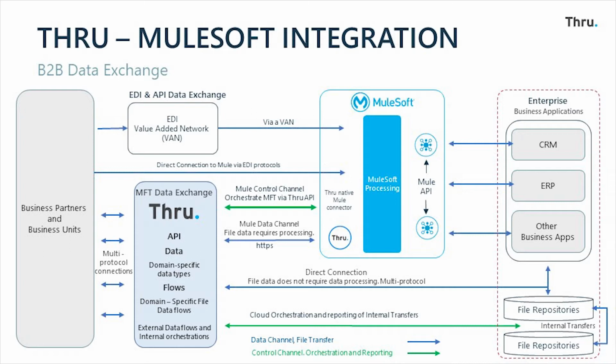In addition to data channel integration with Mule, Thru supports file exchange with enterprise repositories via direct connections. Another supported direct connection scenario is internal transfer, where files are exchanged between enterprise servers without crossing the firewall. Thru orchestrates internal exchange and receives reporting information, but the data stays inside the enterprise. Thru provides extensive management API, and Mule can call it to orchestrate MFT flows according to data processing events.